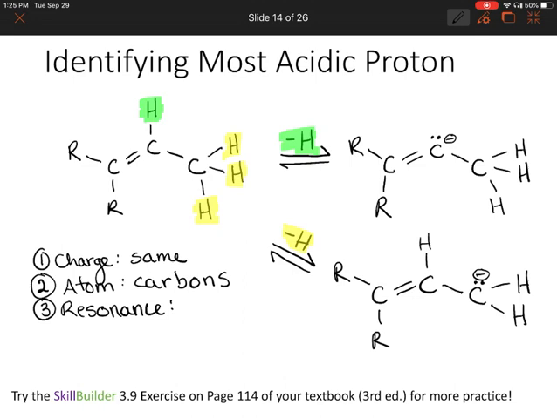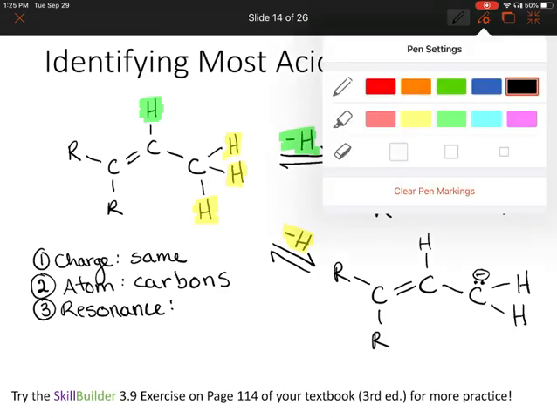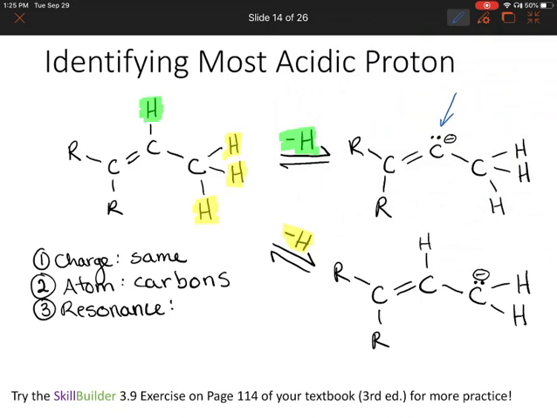Well, the first conjugate base, where we lose a green hydrogen, does not have any resonance structures. Remember, a lone pair or a negative charge has to be next to a single bond, which is next to a pi bond. But in this case, the negative charge is right next to a pi bond. So no resonance exists there. But let's look at the second structure.